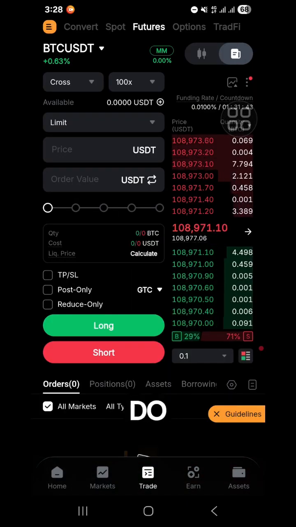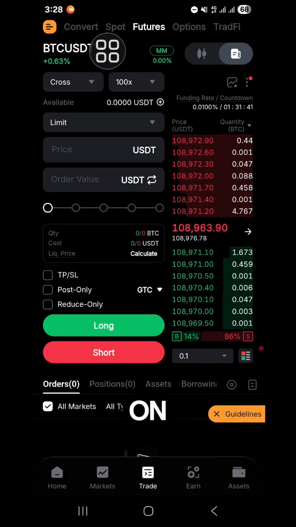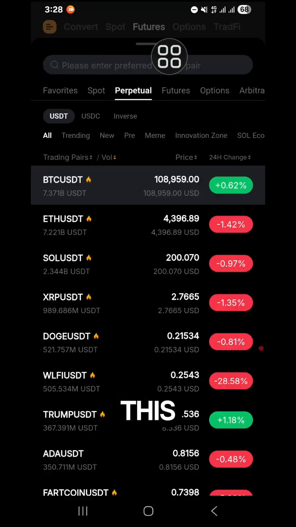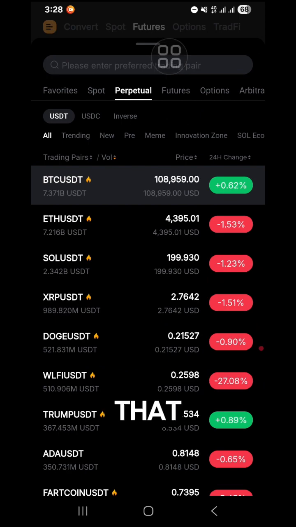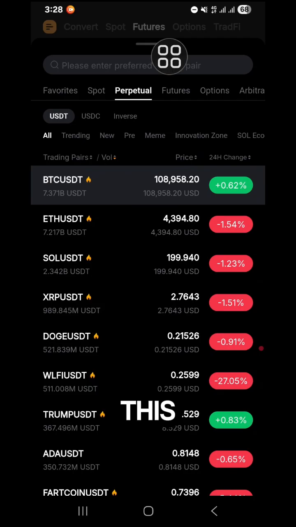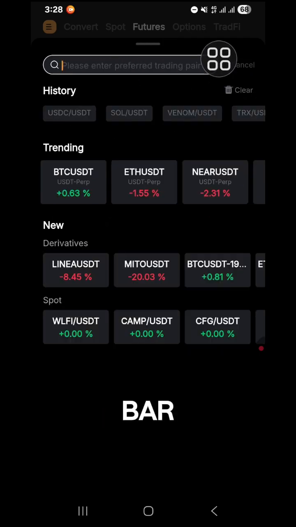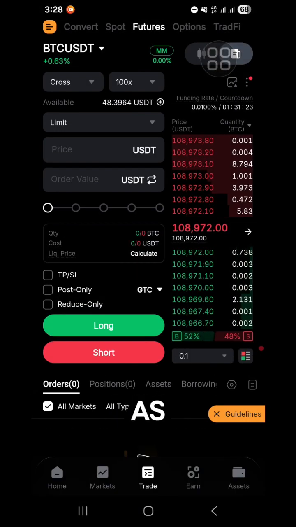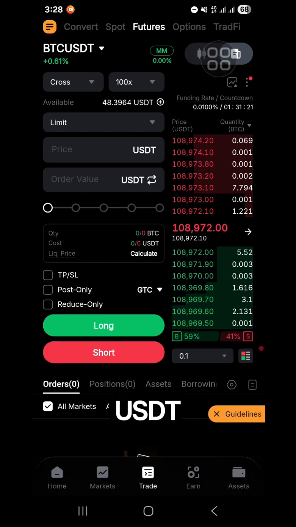So what you need to do first is you need to click on this button, right? On this button is where you get to select the crypto pair that you want to choose. If you click on this, you get to see there are a lot of coins that you can trade. If the coin you're looking for is not on this place, you get to tap on this bar. From here you can simply search for the coin that you want to trade. But I'm going to use BTC USDT as an example. So I'll click on BTC USDT.